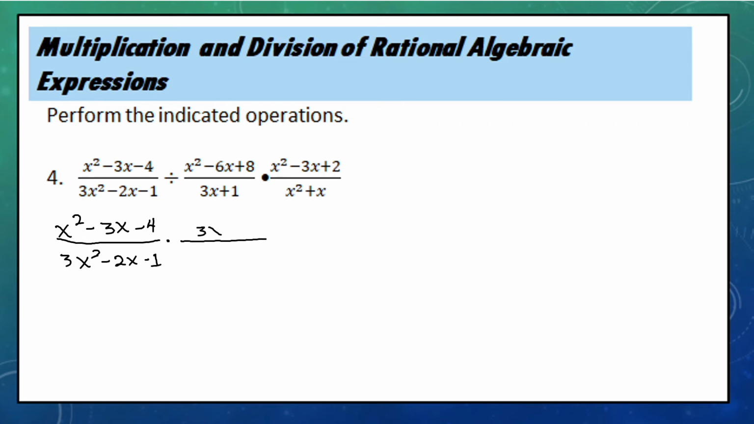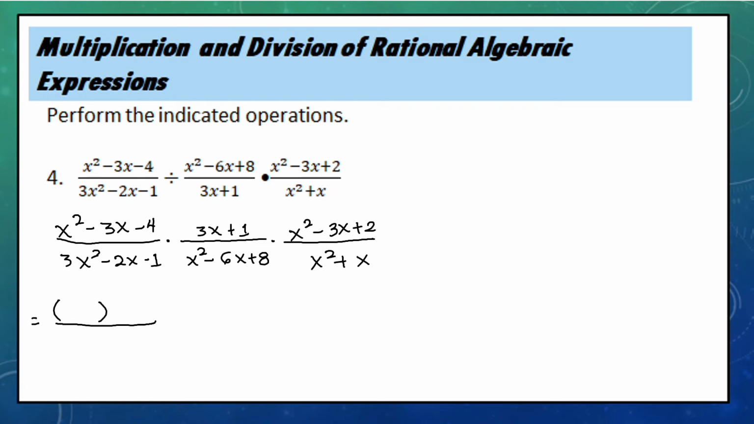Copy 3x plus 1. Copy the denominator. Now it will become x squared minus 6x plus 8. Reciprocate it. Copy the last question here: x squared minus 3x plus 2 and x squared plus x. Now, after that, we can apply factoring in the given. So, let's factor first the given here.